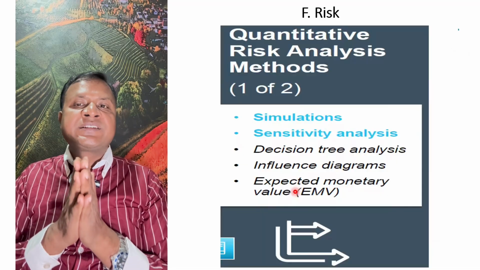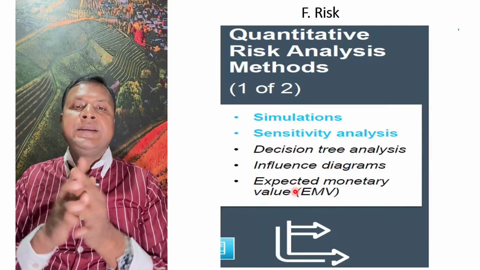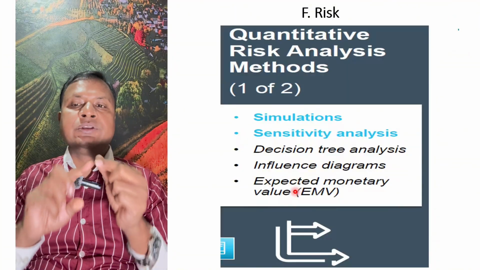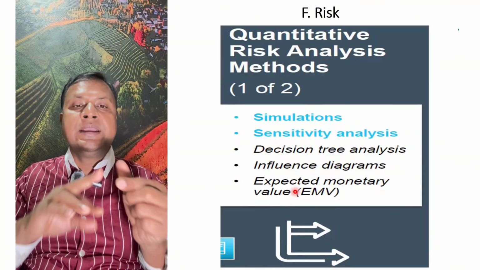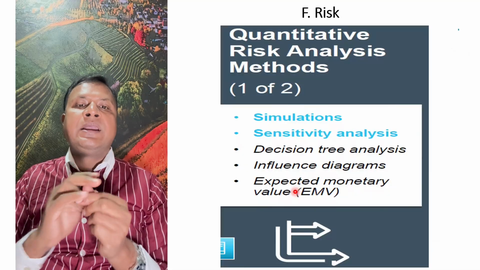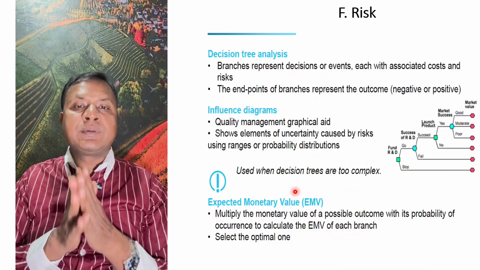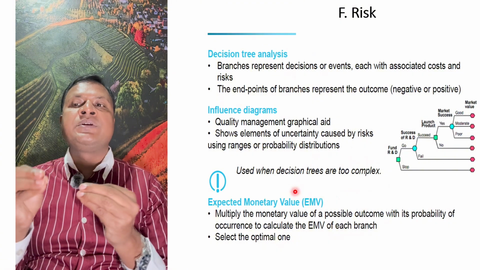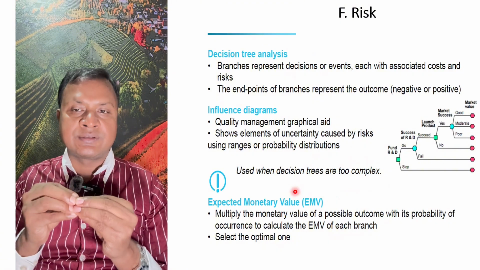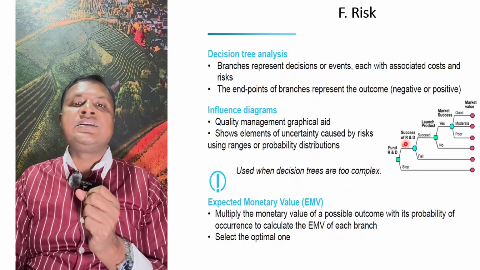So to understand actual risk, to avoid the quantitative risk analysis method, you can use simulations, sensitivity analysis, decision tree analysis, and influence diagrams, and I am showing them. For example, this is a decision tree analysis. Branches represent decisions, each with associated cost and risk. So you see the figure, it's an influence diagram.